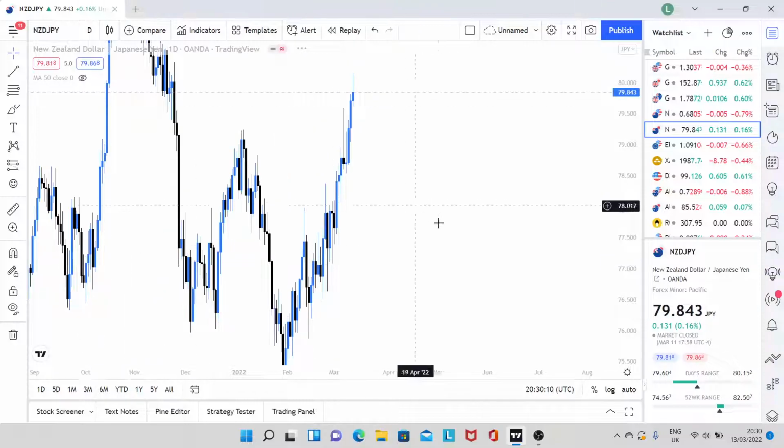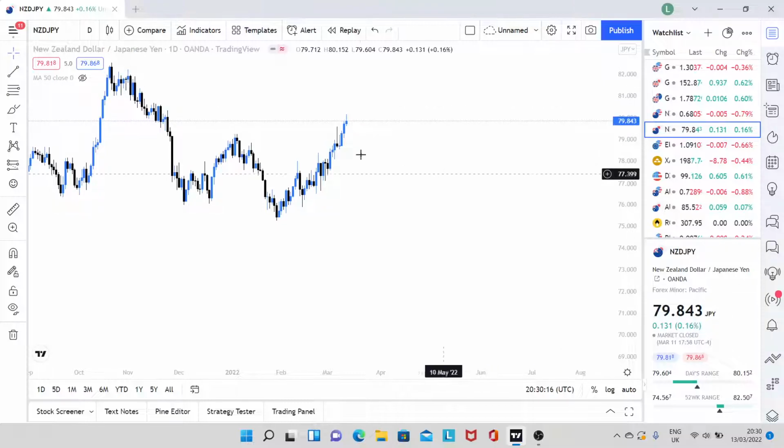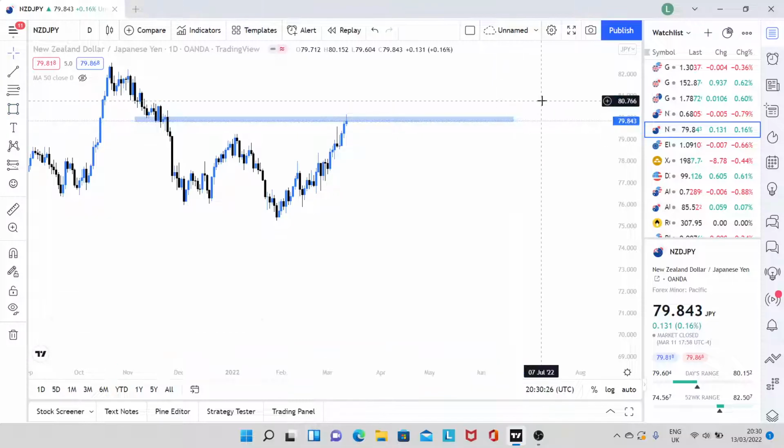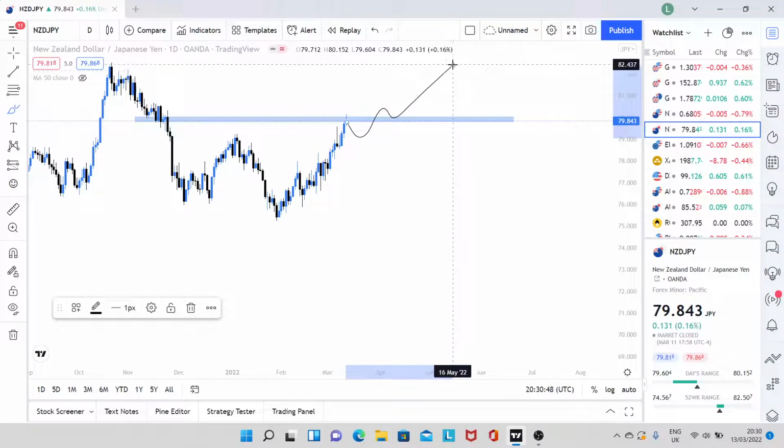NZDJPY. So we're going to scroll down, or scroll up, sorry, to the daily time frame. We've got a nice little zone over here, which we're having some interaction at the moment. So we're going to mark that on here. So as you can see, support, support, support, broke below, and now we've come up for a retest. Could we see a continuation? We don't know. If we do see a continuation, I would want to see something like this. So maybe a pullback down here, a push higher, and then a break and a retest and a continuation.